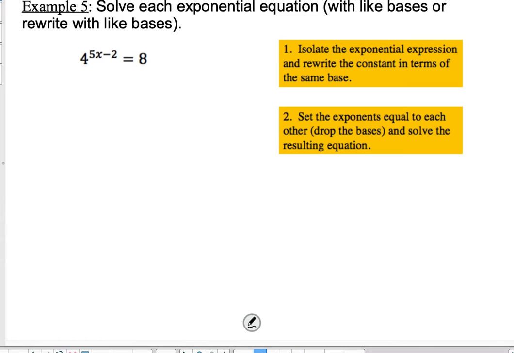So now we have 4 to the 5x minus 2 there equals 8. Can I write 8 in terms of base 4 there? Can you do 4 to a certain power? Well, 4 to the first power is 4. 4 to the second power is 16, so no. So maybe I have to go smaller than 4. What to the certain power can give you 4? Oh, 2 to the second. So I'm going to rewrite 4 there as 2 to the second.